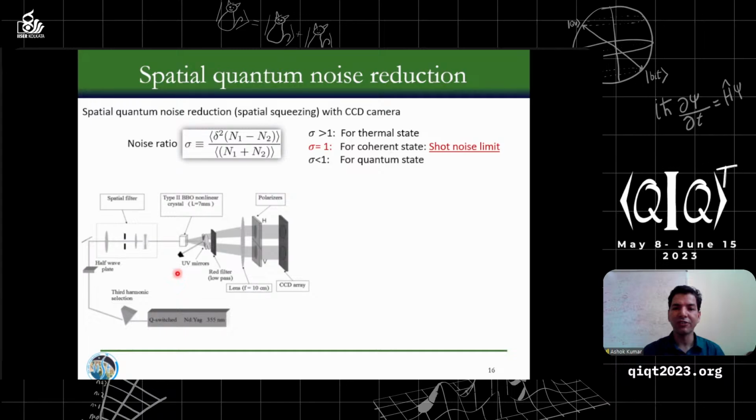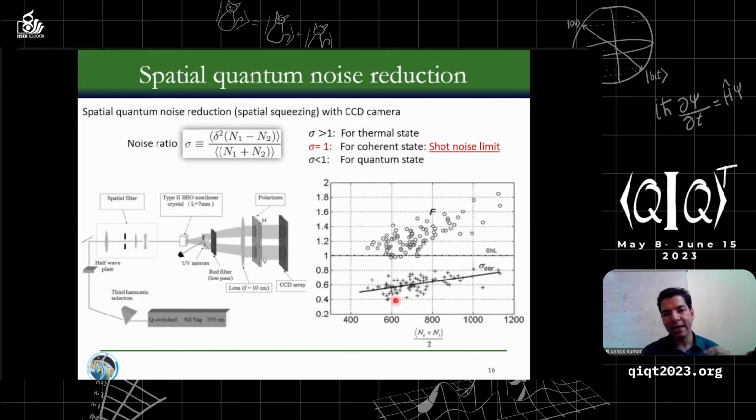But for quantum states, like the states generated by the SPDC process, they could get this noise ratio less than 1. That means they can get this advantage in noise reduction, because with all classical schemes, we can only go down to the shot noise limit. But in this kind of scenario, they can get the noise in your beam, or your spatial profile, less than that allowed by the shot noise limit.